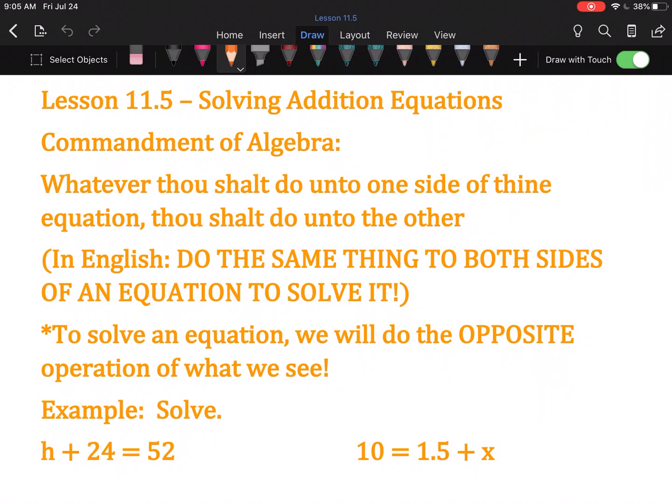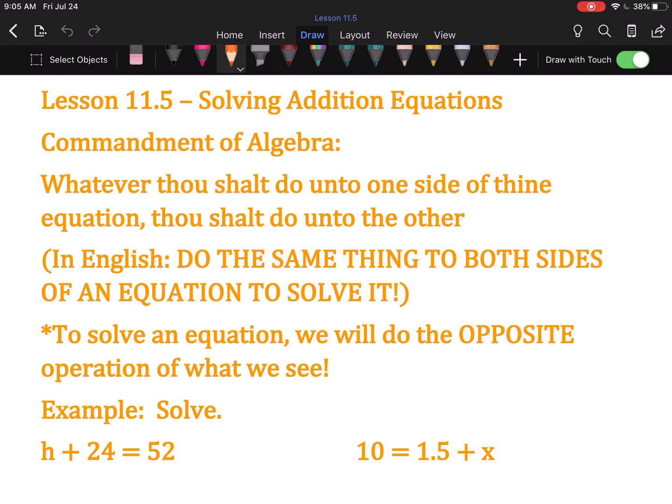For the rest of Chapter 11, we're going to learn how to solve one-step equations. So we're going to start with addition equations. And first is the commandment of algebra. Whatever thou shalt do unto one side of thine equation, thou shalt do unto the other. In English, you're going to do the same thing on both sides.